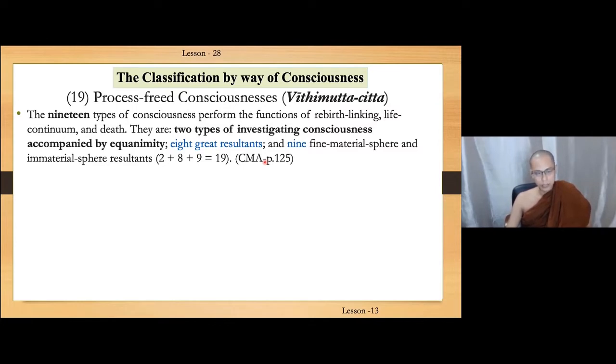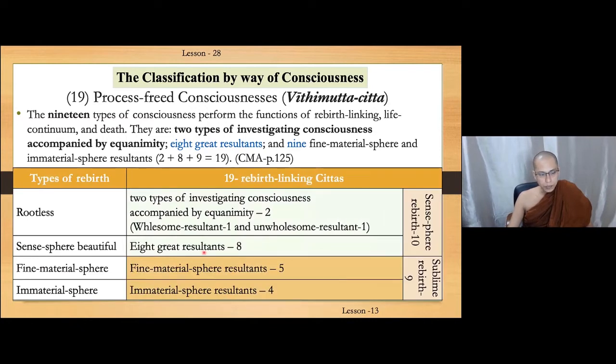The 19 consciousness are 2 types of investigating consciousness accompanied by equanimity, 8 great resultant, and 9 sublime resultant, which includes 5 fine material sphere and 4 immaterial sphere. Here, if we classify according to the types, we can see the 10 types of sense sphere rebirth, and in the same way 10 types of sense sphere life continuum, or Bhavanga, and 9 types of sublime rebirths: Mahaggata Bhavanga, Rupavachara and Arupavachara. Here, the 2 are rootless Pradisandhi or rootless Bhavanga, and the others are with roots. Among the great resultant, we can classify again: Dvihetuka Bhavanga 4 and Tihetuka Bhavanga 4.